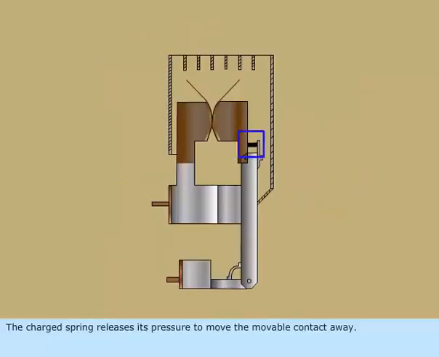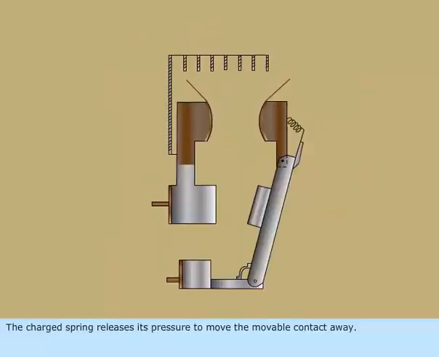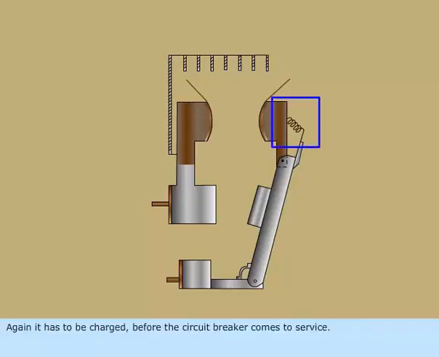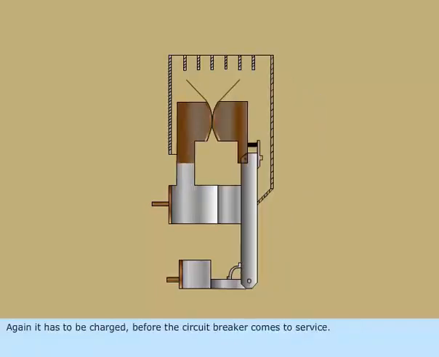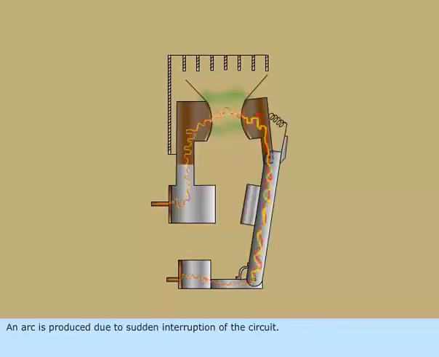The charged spring releases its pressure to move the movable contact away. Again it has to be charged before the circuit breaker comes to service. An arc is produced due to sudden interruption of the circuit. It has to get extinguished as soon as possible.